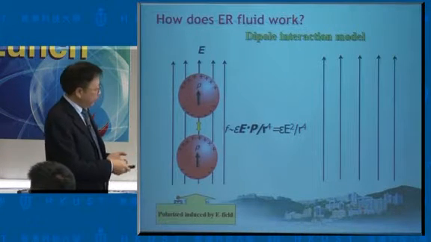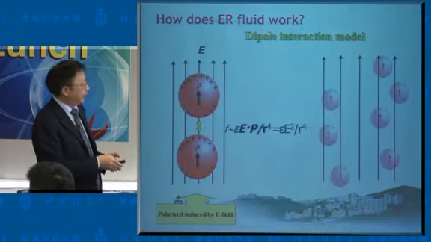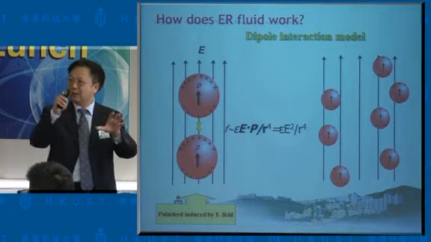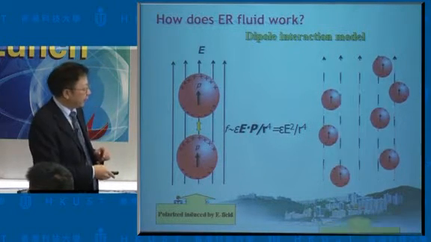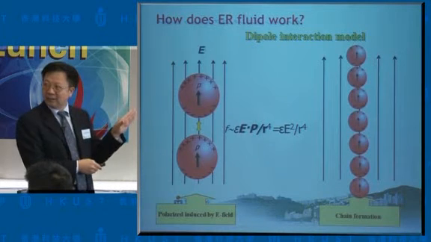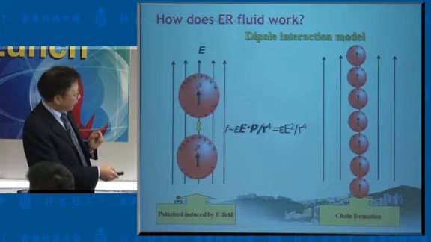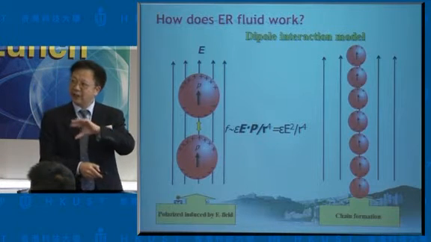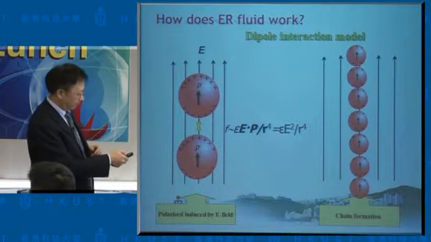Okay, so how about this? All the particles suspended in the oil are just random. But when the electric field is applied, all these particles will align along the electric field direction. This is the electric field direction, so the particles connect here and here. So this is a chain.